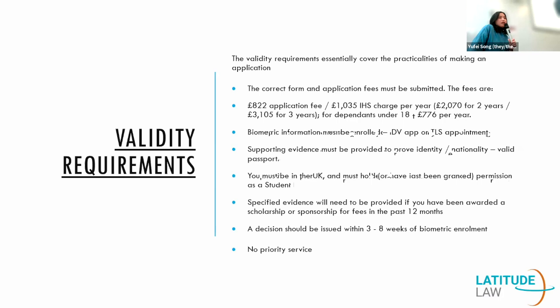These requirements include, for example, that you have to pay the correct application fee. This is £822. You have to pay the IHS fee. This has increased earlier this year, so it's now calculated as £1,035 per year. So if you're applying for 2 years, that's going to be £2,105. If you're applying for 3 years, then that's about £3,105, I think. Sorry, my math is not very good. But yeah, you just need to multiply by 2 or 3.